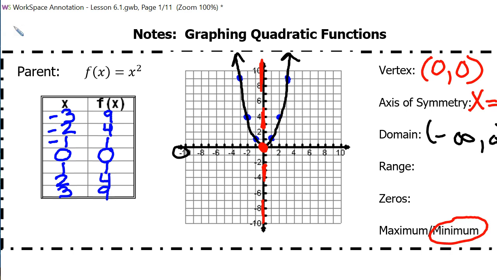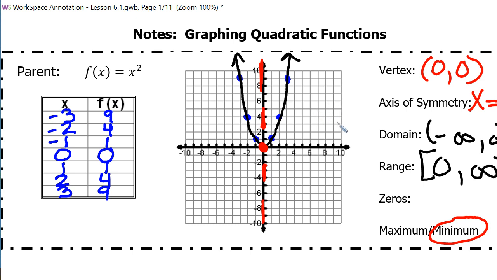The range, what does range mean? The y value. So when you're trying to find the y value, you look at your vertex. What is the y value of the vertex? 0. And what's the top y value? Infinity. So the bottom y value is 0. The top y value is infinity. So our range is going to be 0 to infinity.